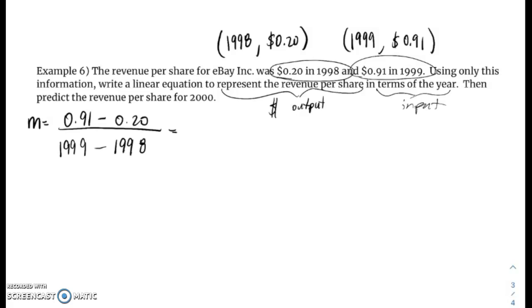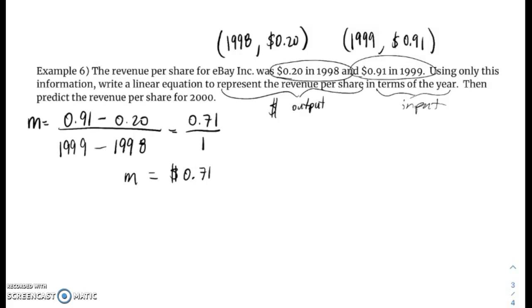Okay, so we subtract those and we get 71 cents over 1. And so my slope is 71 cents. So that means every year the revenue per share for this company goes up 71 cents. But we're going to write an equation for it. That's just the slope. So pick a point.